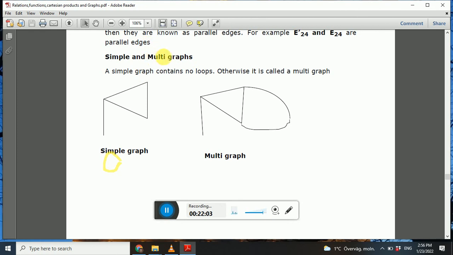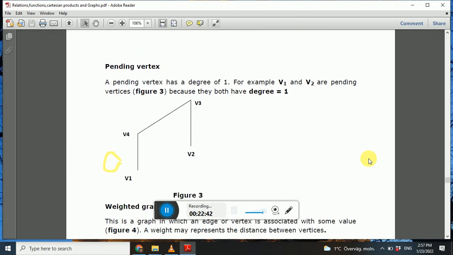While a multi-graph contains loops, or it can contain parallel edges, or it can contain both. So as you can see here, we don't have loops, but we have parallel edges. There is this edge here. Suppose this is vertex A and this is vertex B. We have this vertical edge and there's also this other edge, meaning that this graph has parallel edges, so we call it a multi-graph. So you should be able to tell the difference between the two kinds of graphs.